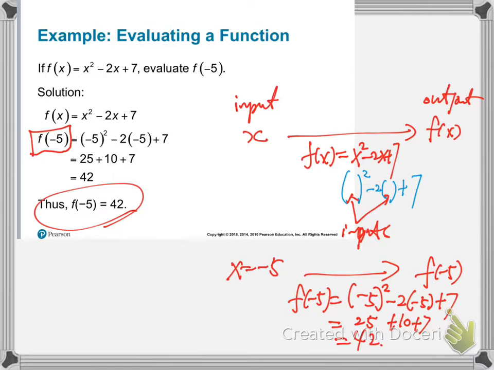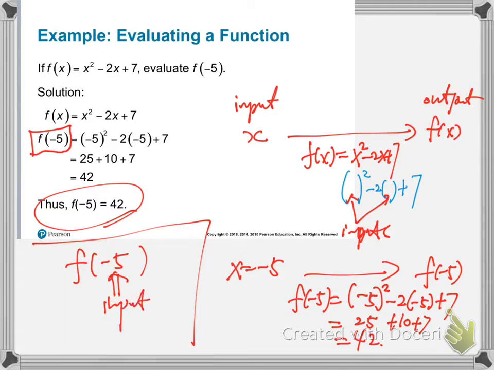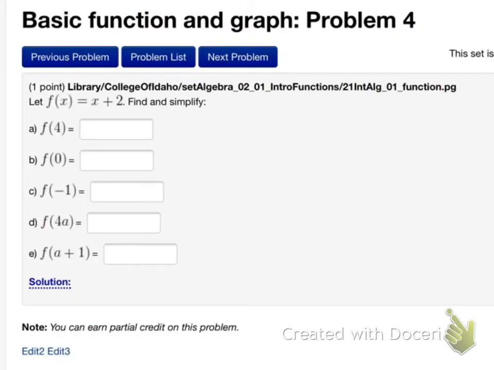So if you are given f of a number, you know this is the input for x. And you also know the formula, and you're looking for the output for this input, negative 5. So now let's look at another example. This is f of x, so x changes to f of x. f of x is x plus 2. So every input is increased by 2. That's the function.